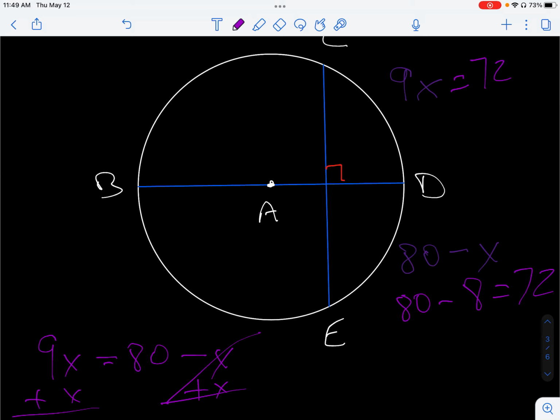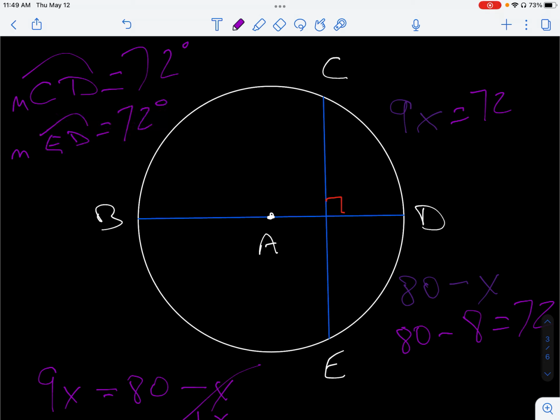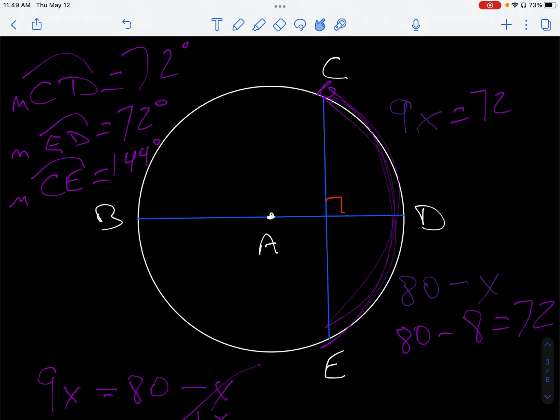So we've just shown that the measure of arc CD is 72 degrees. The measure of arc ED is 72 degrees. And the measure of arc CE, right here, equals 144 degrees.